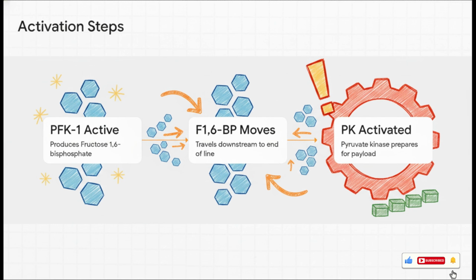Well, when PFK1 is highly active early on, it produces a massive amount of fructose 1,6-bisphosphate. This molecule actually travels all the way downstream to the end of the line and activates pyruvate kinase. It's exactly like the front of the factory calling the back of the line to shout, "Hey, a huge shipment is coming, get ready to work." This guarantees the whole system stays perfectly synchronized.